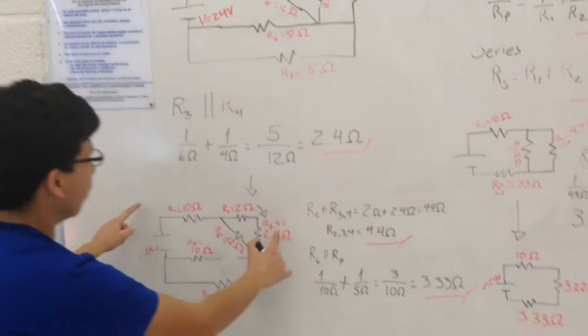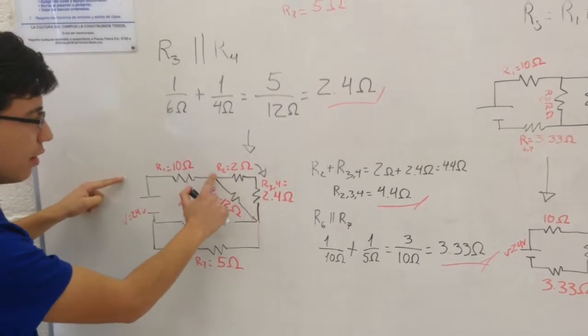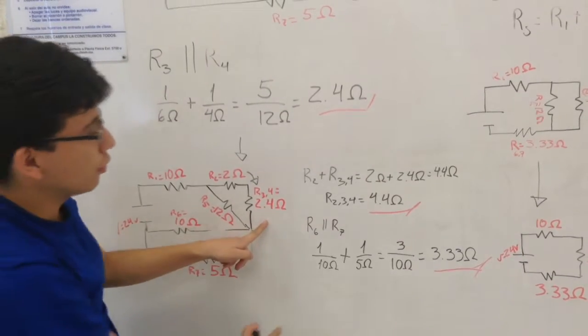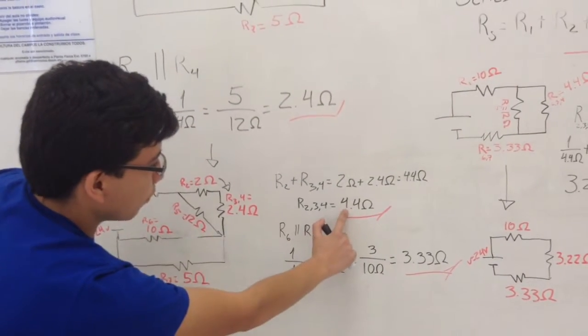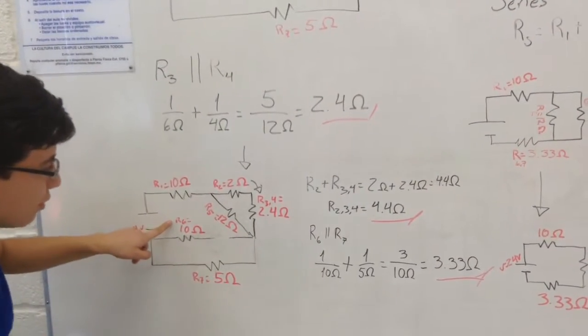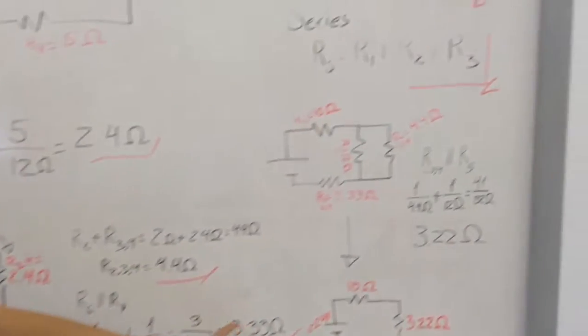We simplify our diagram and put it together, resistance 2 and resistance 3 and 4. As a result, using that formula, we got 4.4 ohms. Now, with resistance 6 and 7, we add together, and we got 3.33 ohms.